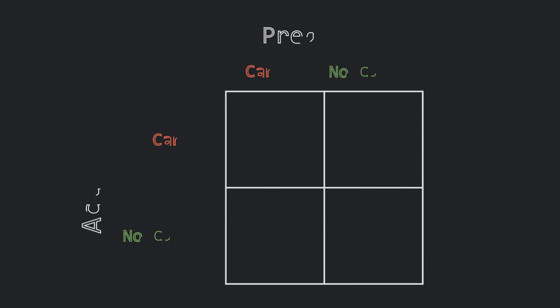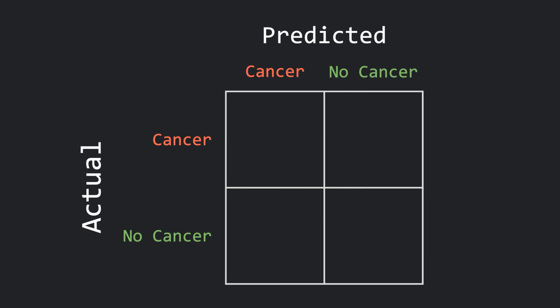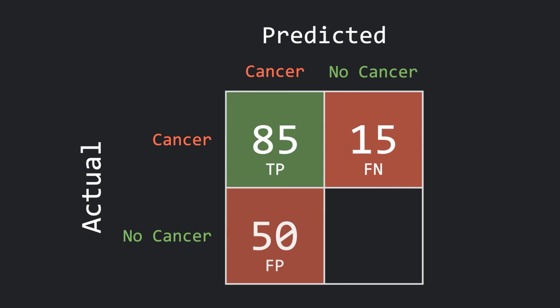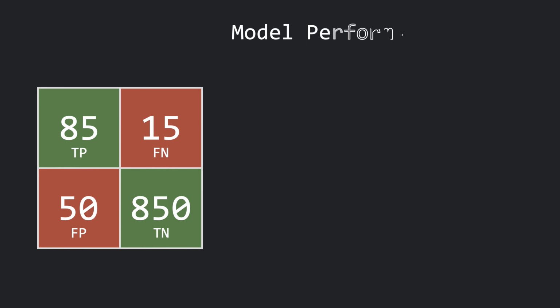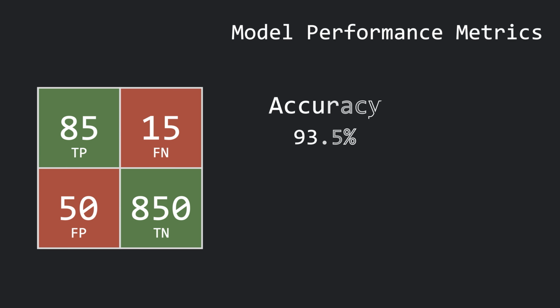Now imagine we have a model that predicts whether someone has cancer or not. Let's say we have the following confusion matrix as an example. I encourage you to pause the video here and try calculating the different metrics yourself. Once you are done, resume the video. You should get these answers.